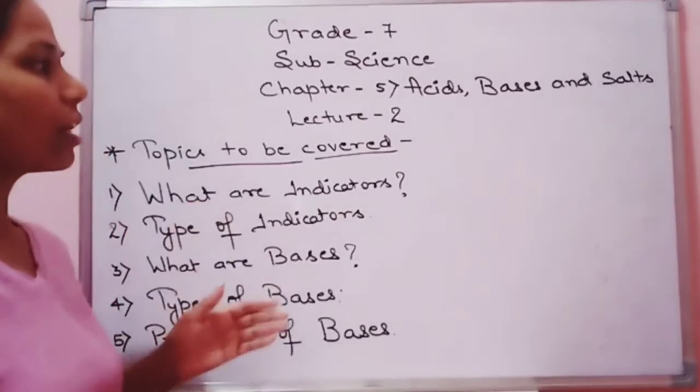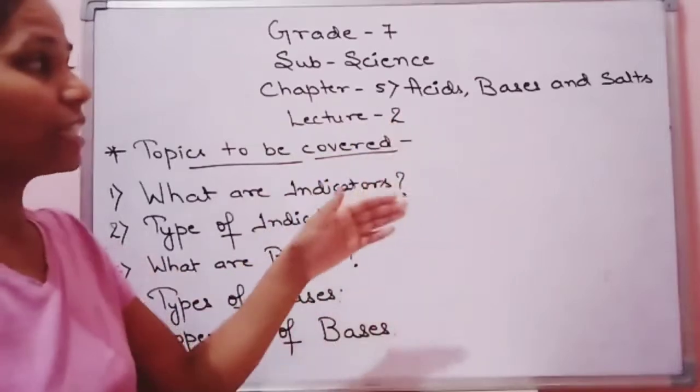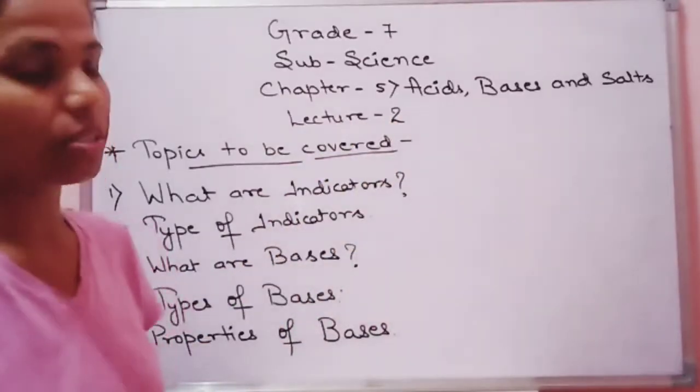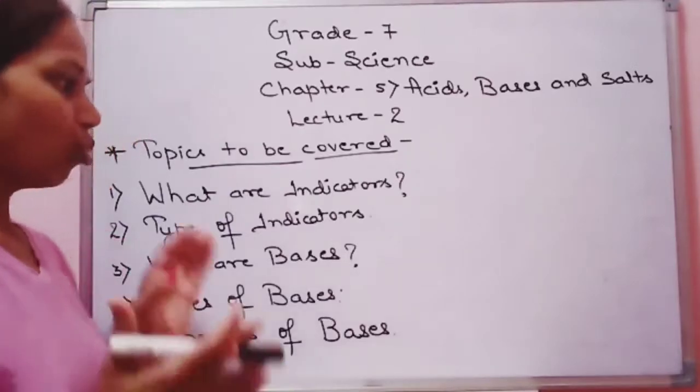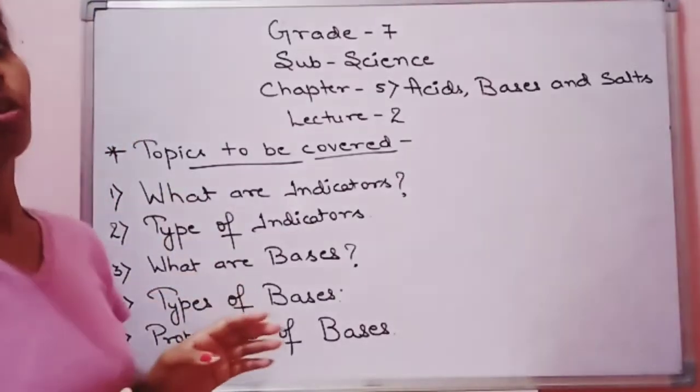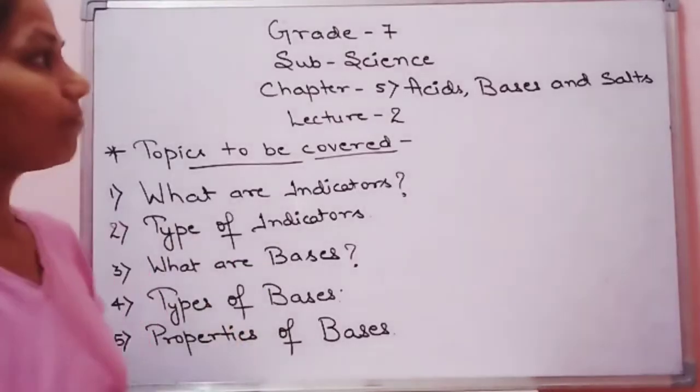Today we will start the second lecture of chapter number 5, acids, bases and salts. In the last lecture, children, we had seen about the acids. So in today's lecture we are going to see the bases and the indicators.